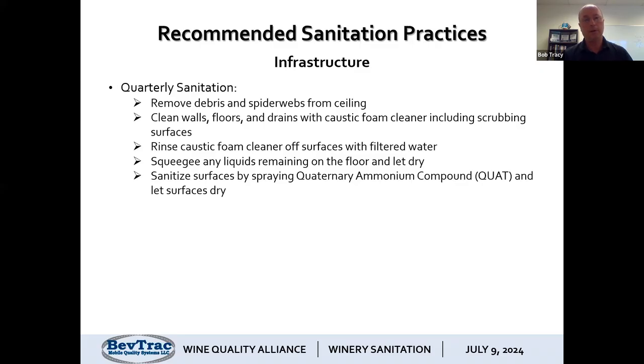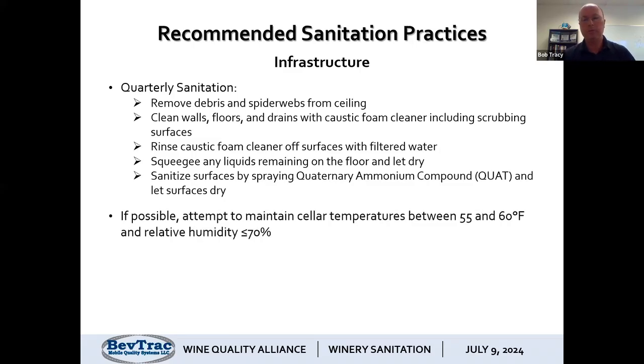So sometimes if you're not developing a lot of contamination on your infrastructure surfaces, you can back off the quat and do it just quarterly instead of monthly. But I always have wineries start monthly using the quat, and then slowly as things improve, they can back it off to using it quarterly.